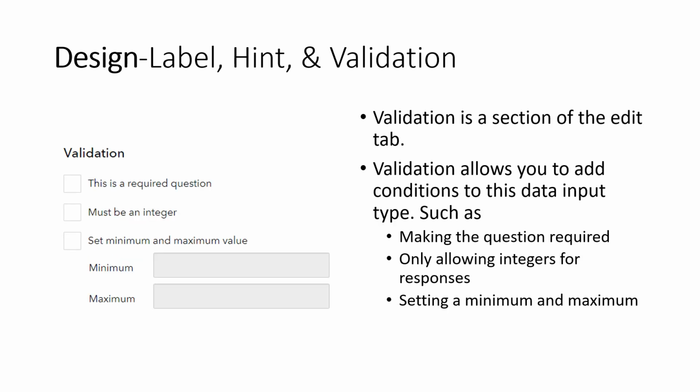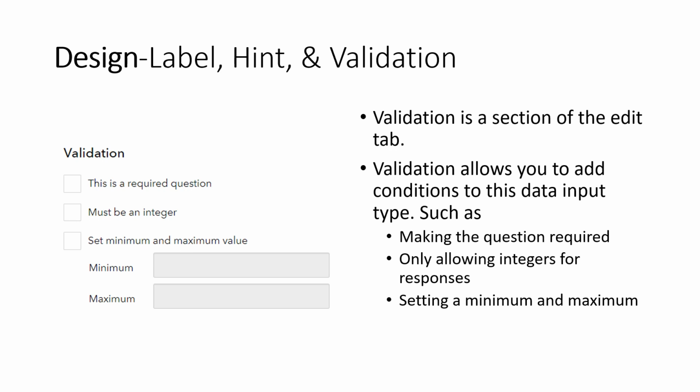So validation is a separate part of this that most people kind of skip over, but this is how you can customize things, which I want you to spend some time on thinking about how to customize each question. Validation is a section of the edit tab. You usually scroll down to see this, past the label and the hint. Validation allows you to add conditions to the data input type. One of the first ones is this is a required question. Being able to click on that means that someone cannot submit unless they answered it. Very useful tool so you don't get half completed things.